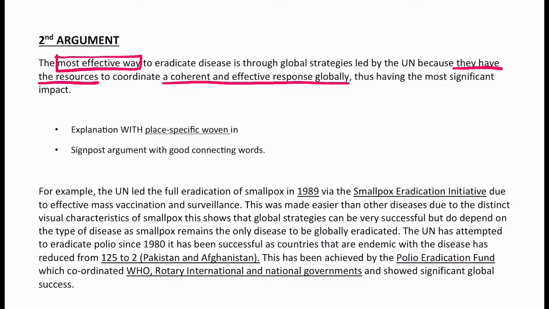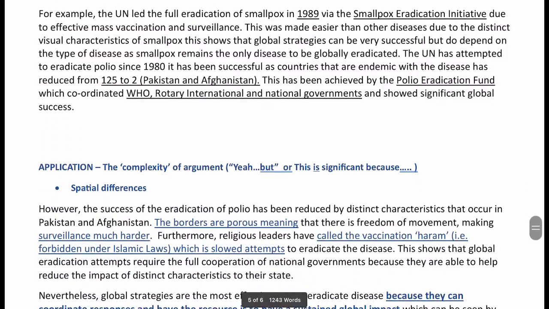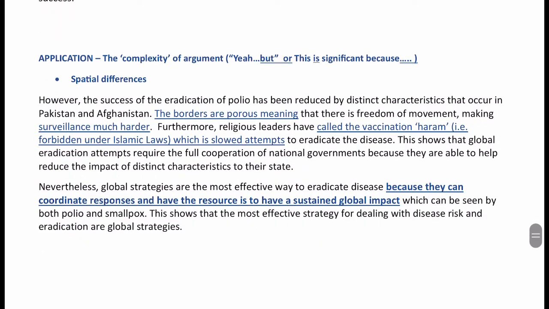Here again, 7 lines opening up my argument. I'm not focusing too much on the explanation because I know I'm going to make AO2 marks up. In the second bit of my argument, same strategies I've used before. I'm thinking about which bit of PESTLE I'm going to use, and here I've used spatial differences.